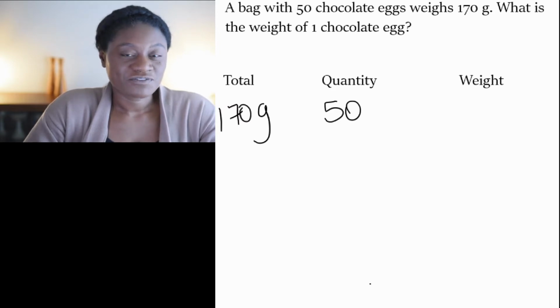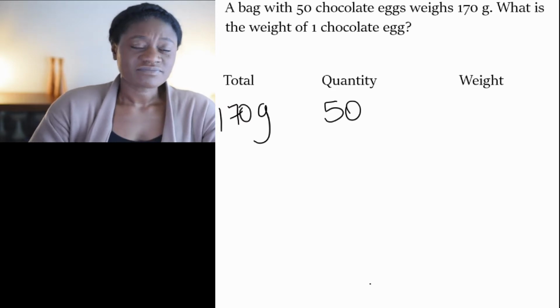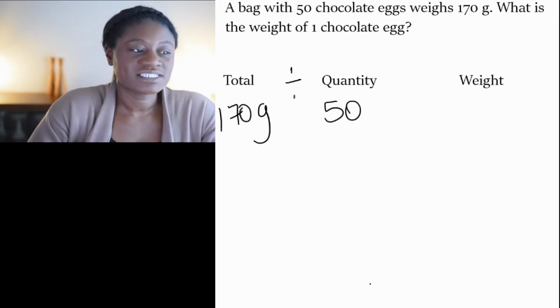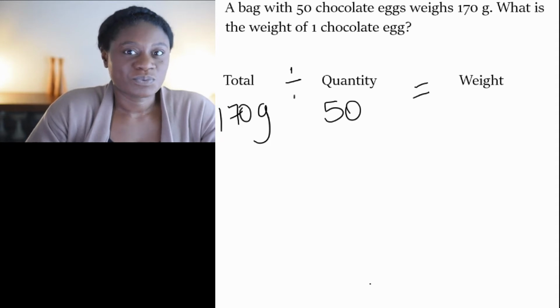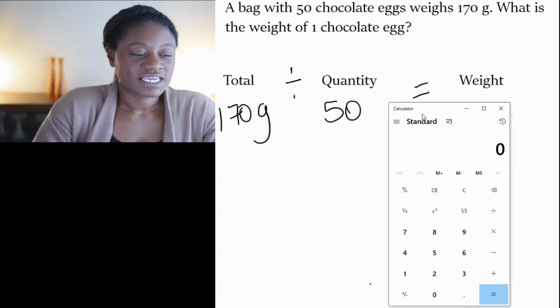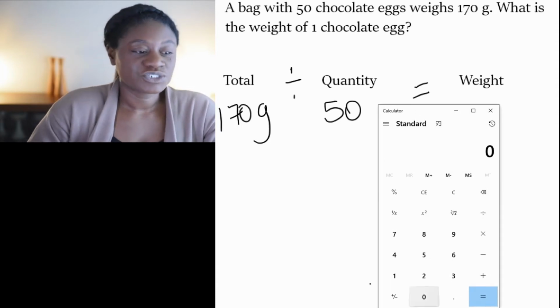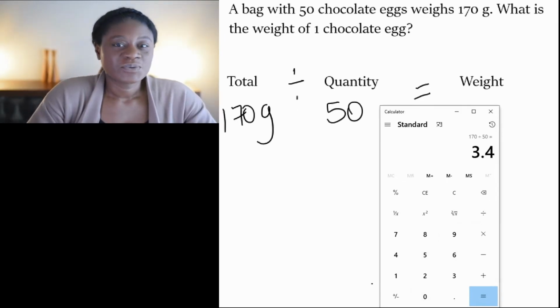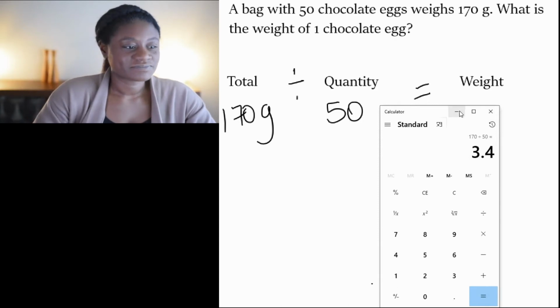If you remember from our formula, total divided by quantity will equal the weight per egg. So in this case, we'll calculate 170 divided by 50. We are able to calculate that each egg weighs 3.4 grams.